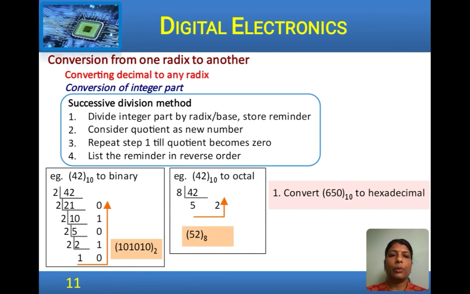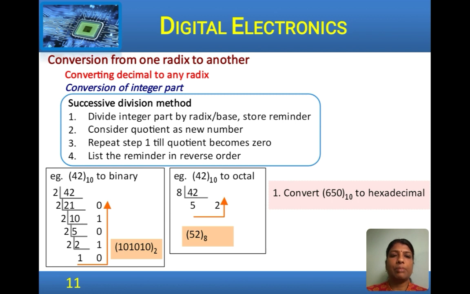Let us look into converting any decimal number to any radix. So, this involves 2 parts. One is conversion of the integer part and another is conversion of the fractional part. For the integer part, the successive division method is used, and for the fractional part, successive multiplication is used. First, we will look into conversion of the integer part from decimal to any radix. So, we use the successive division method.